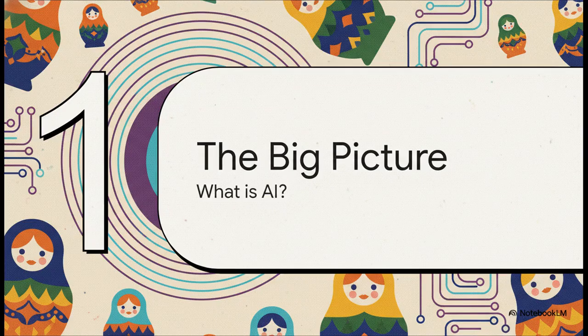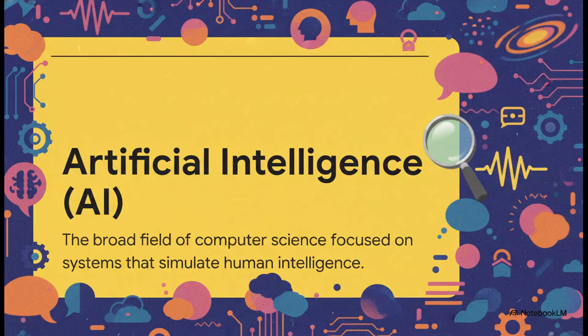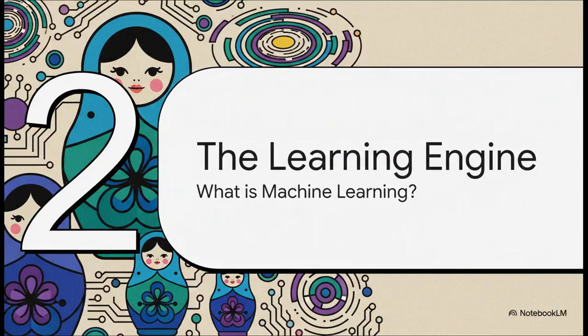Okay, so to really get a handle on the differences, let's start with the biggest idea first. I want you to think about it like a set of those Russian nesting dolls. We're starting with the largest doll on the very outside. That biggest doll, that's artificial intelligence, or AI. This is the whole shebang. It's the entire field of computer science that's dedicated to one massive goal: making machines that can think or act intelligently. Mimicking human abilities like problem-solving and learning. It's the universe.